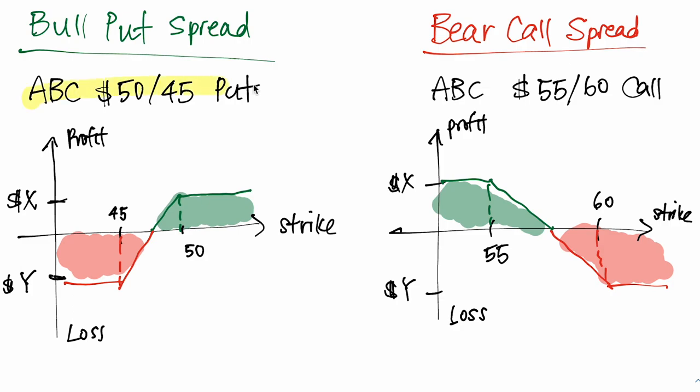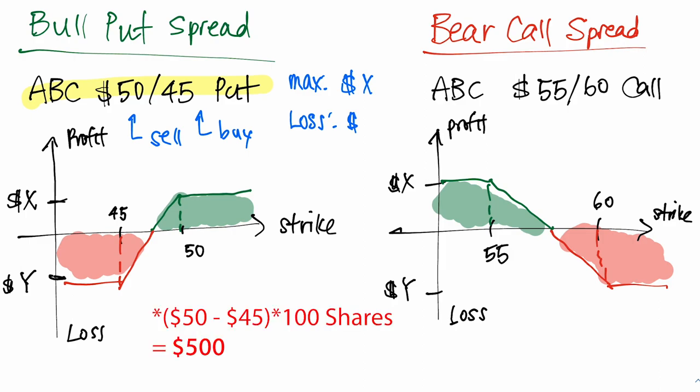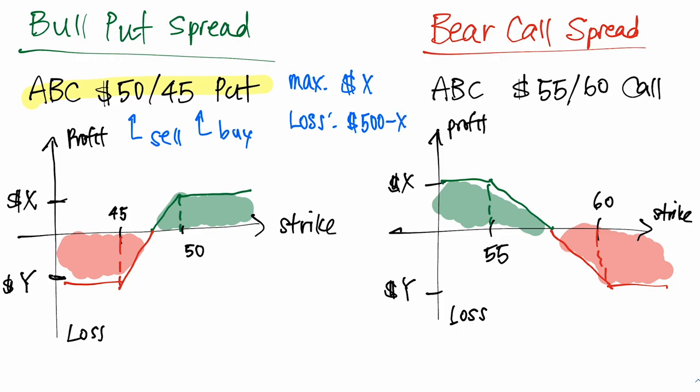A bull put spread, ABC 50-45 put. What this would mean is that you would be selling the 50 put and you would be buying the 45 put. Because this is a defined loss strategy, your max profit will be the dollar amount that you collected from selling this 50-45 put spread. Your max loss would be essentially 50 minus 45, which would be 500, minus the X, which is the credit that you received from selling this one ABC 50-45 put. So for example, if X is 100, your max profit will be 100 and your max loss will be 400.